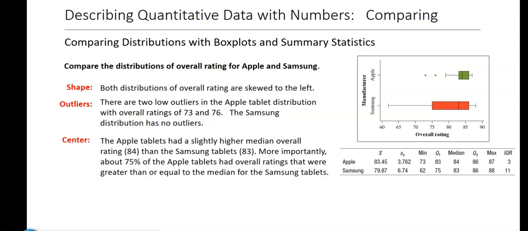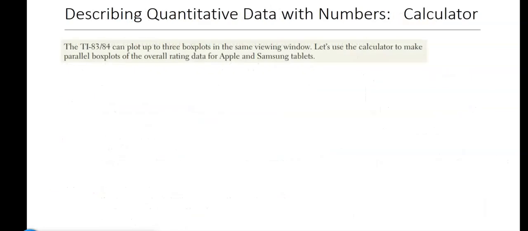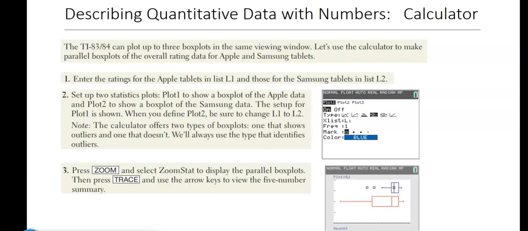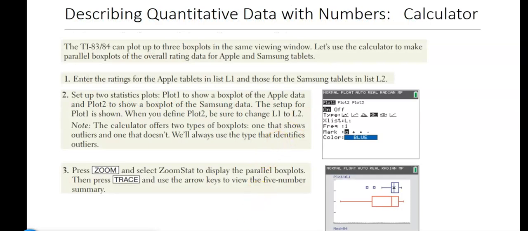Center, again, you're talking about the median, which one's larger than the other. And variability, you're going to use IQR to talk about that. You could use range, but IQR is better. Be careful to use comparative language. You're comparing which one's greater or less. We already talked about that.